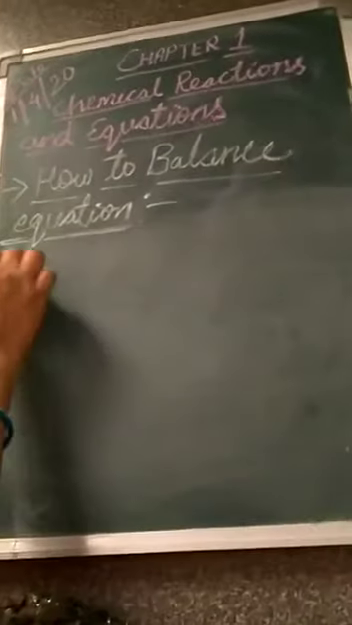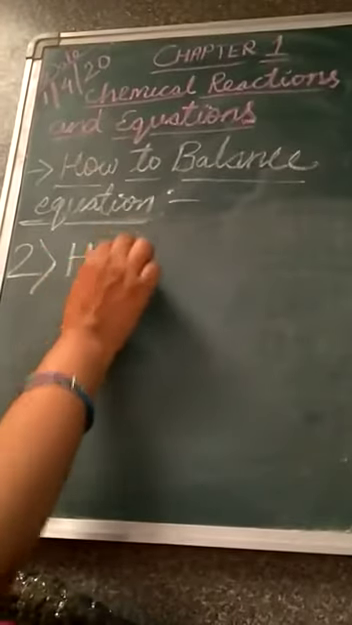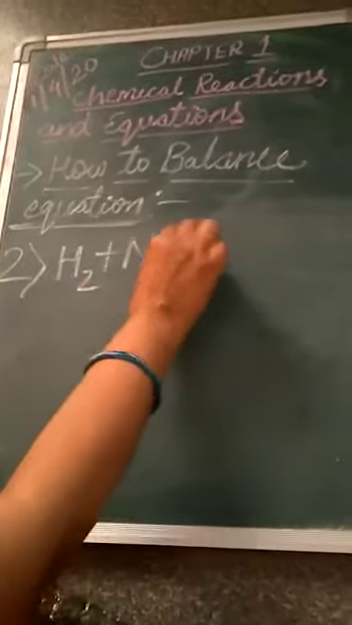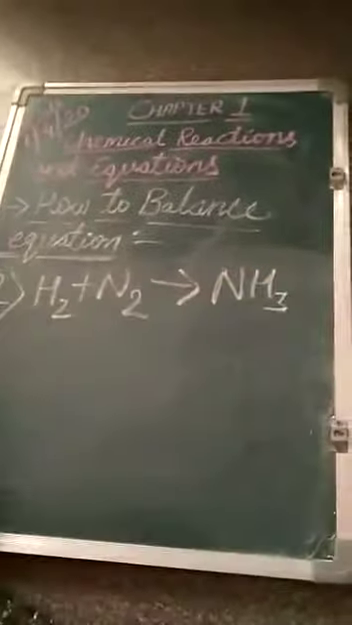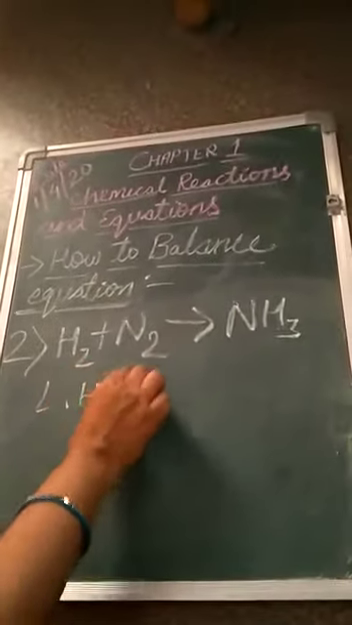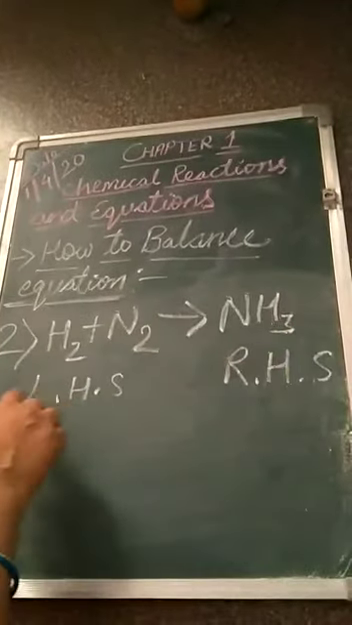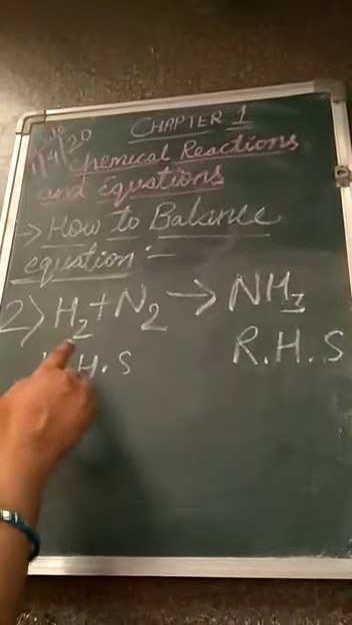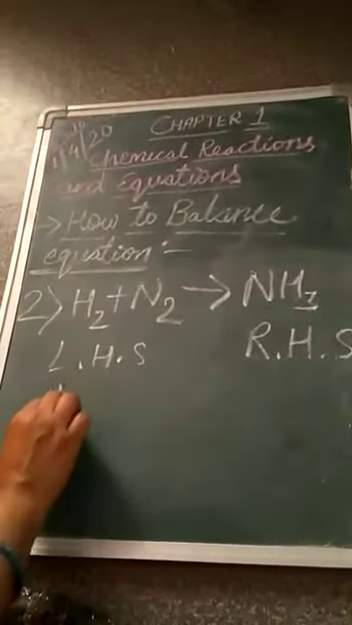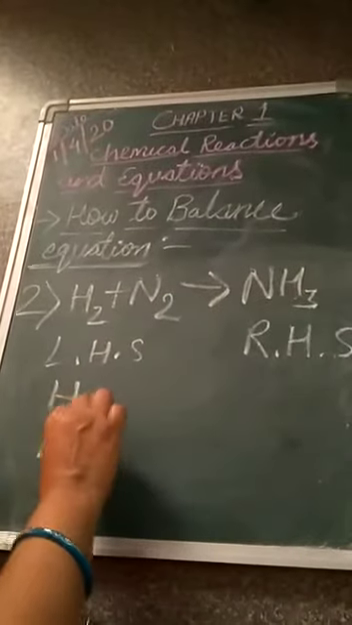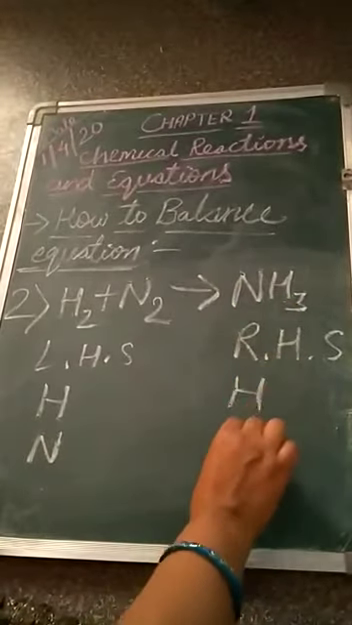Now second example. H2 plus N2 will give NH3. This is your LHS and this is your RHS. Now write the elements. Whatever elements are present in LHS, hydrogen and nitrogen. In the same way, this side also hydrogen and nitrogen.